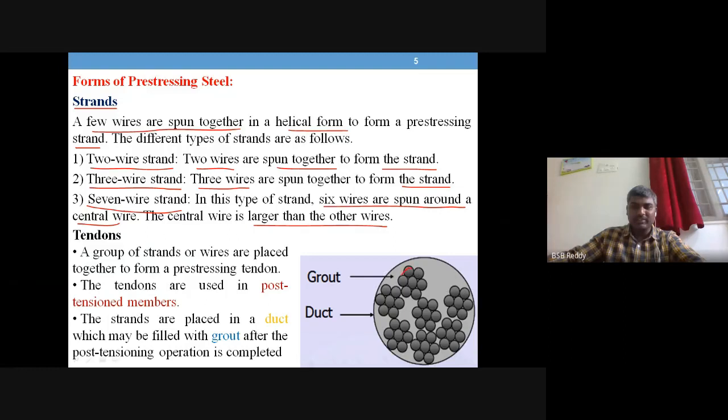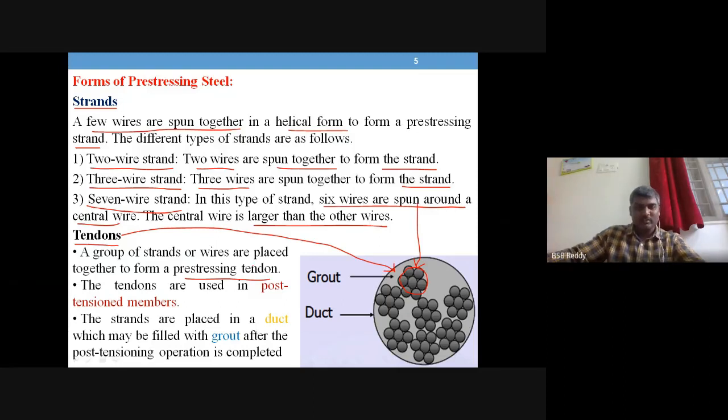What you see here is a strand, which is a 7-wire strand, 3, 3, and 1. So this is one such 7-wire strand available. Likewise, there are several strands available. Then a tendon: a group of strands or wires placed together to form a pre-stressing tendon. So this whole lot is called a strand, and a group of strands we call a tendon.